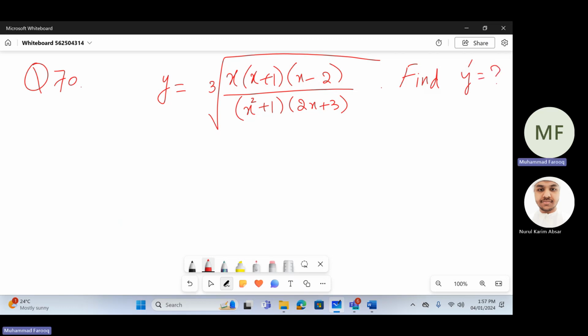Right. So as I told you, if you go directly, differentiation becomes a mess. We cannot control this. So it's better to simplify this first. But we have no function for simplification. What we can do is apply ln on both sides.